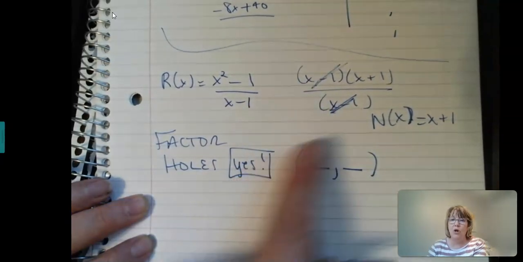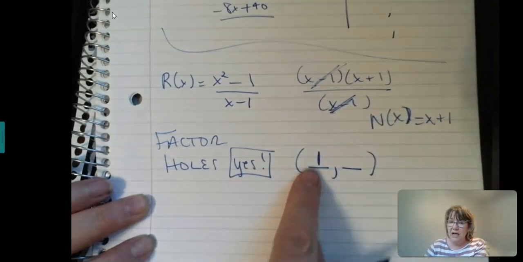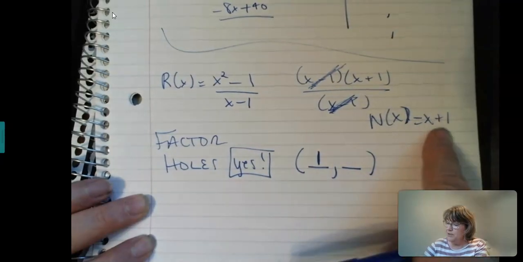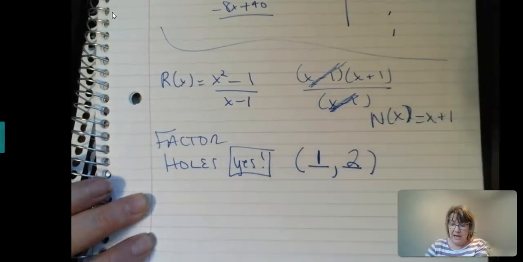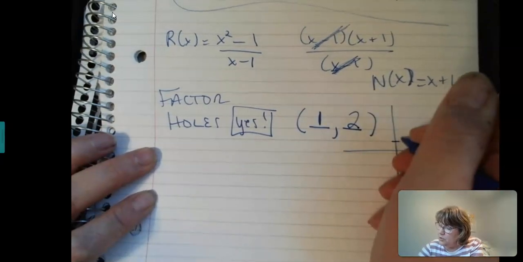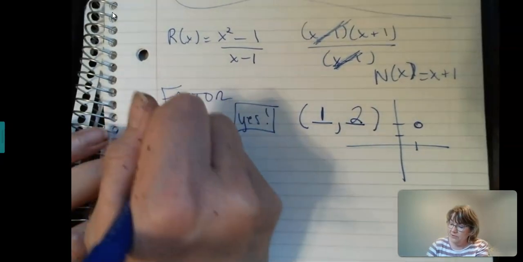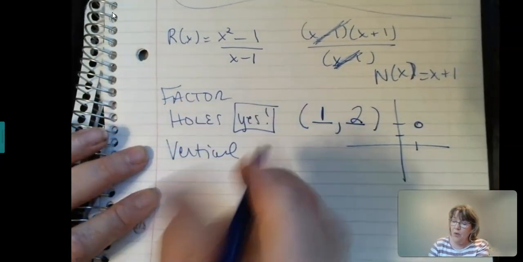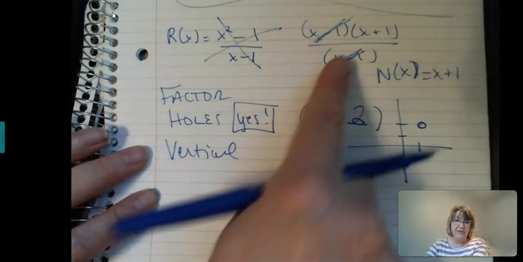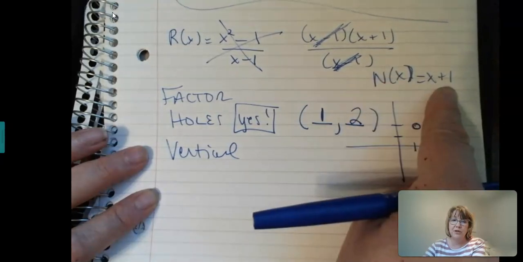So where's the hole? What causes 0? 1. And then you sub 1 into the new function that you get when these guys cancel. So 1 plus 1 is 2. So there's going to be a hole. I'm going to go to 1, 2, and put a hole. Now let's look for vertical. Well, now we're going to look at our new function because the old is gone. We have a new guy in town because these guys canceled. There was a hole. This is really what we're looking at.